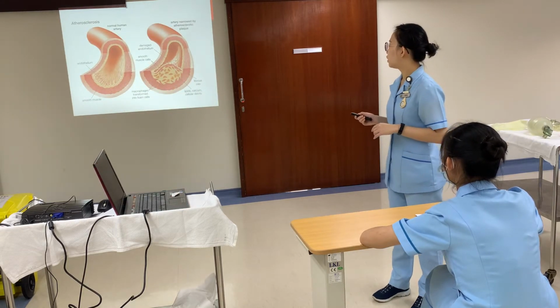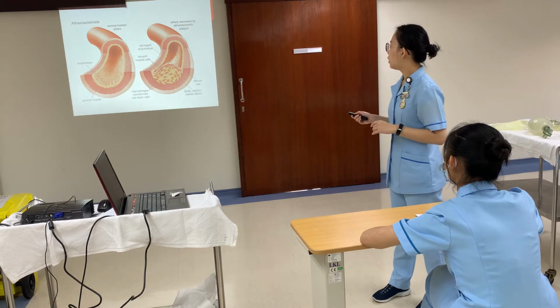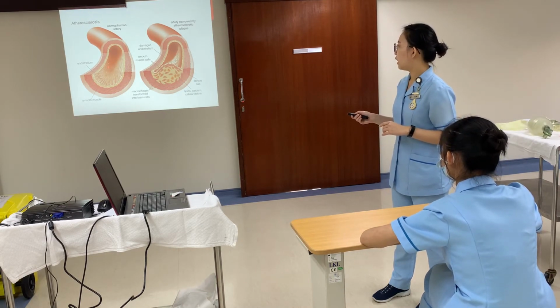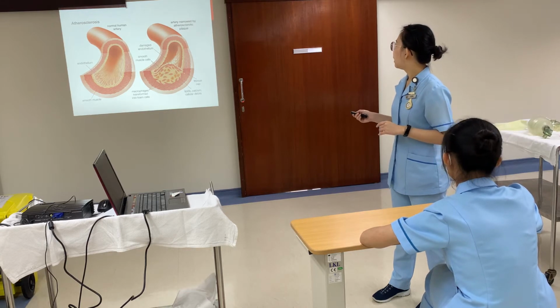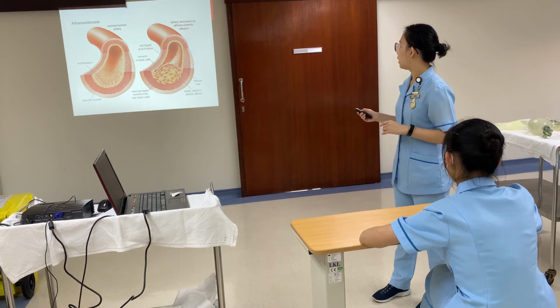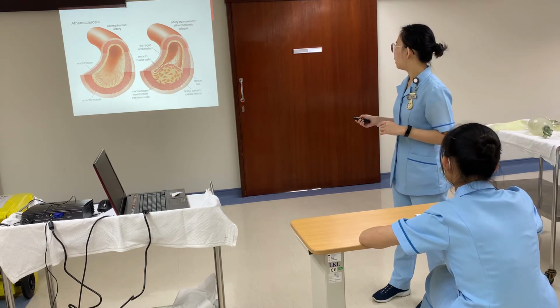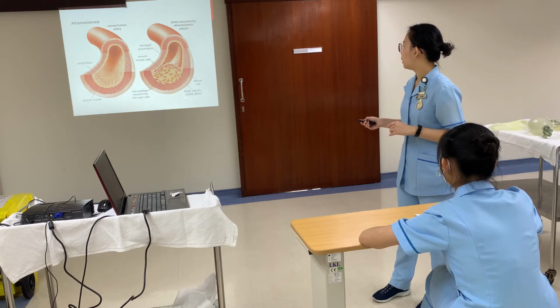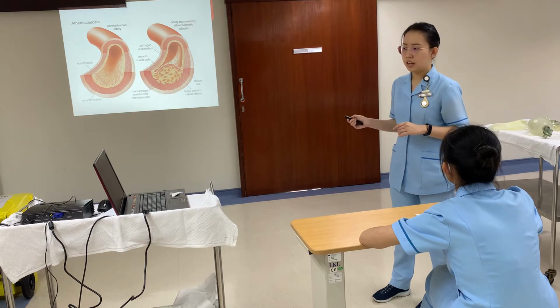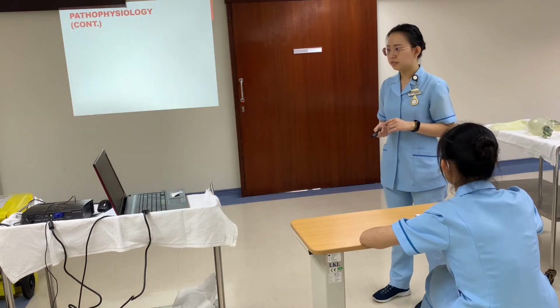So this picture shows a normal human heart artery. It should be smooth and elastic. And this one is an artery narrowed by arteriosclerotic plaque. It is full of plaque with lipid, calcium, and cellular debris, which narrows the coronary artery.